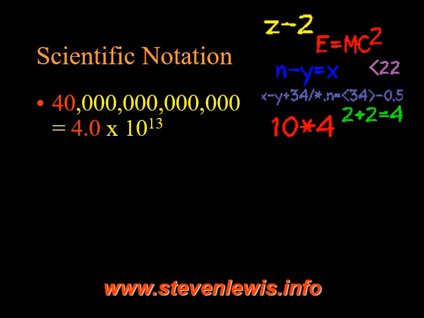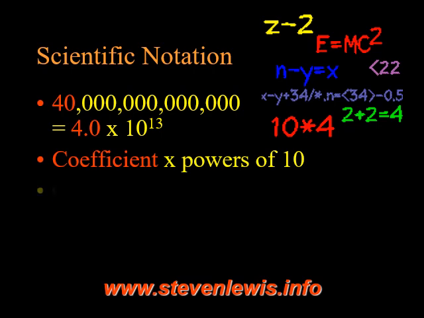10 to the 13th power is 10 times 10 times 10 times 10 times 10 times 10 times 10 times 10 times 10 times 10 times 10 times 10 times 10, which equals 10 trillion. Then we multiply 10 trillion by 4. And what we end up with is 4 followed by 13 zeros, or 40 trillion.